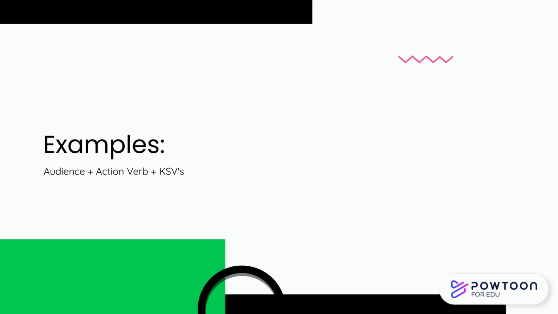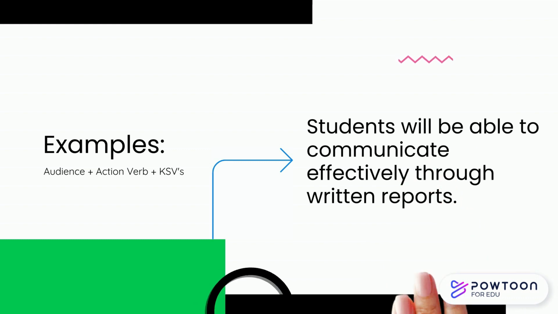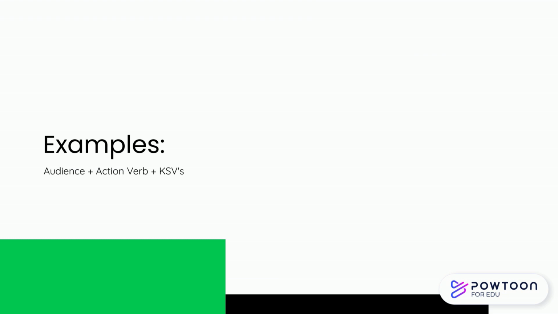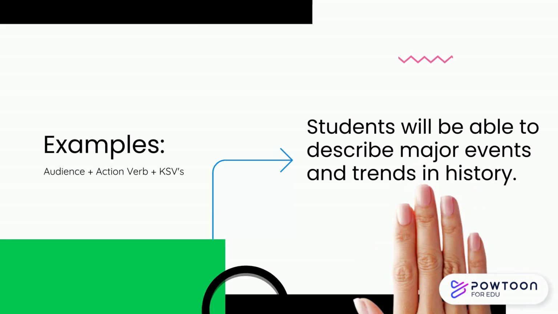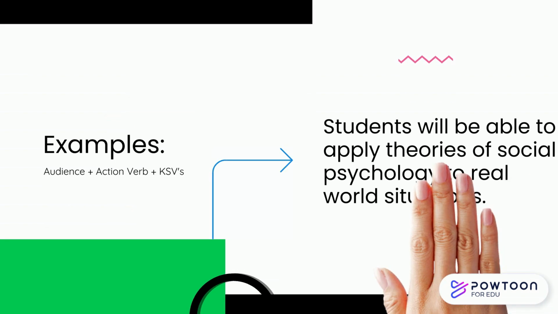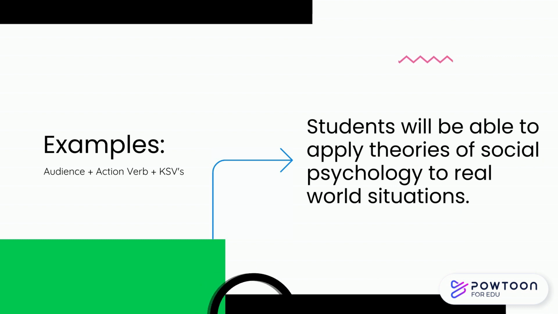Using the formula, a few examples of outcomes are: students will be able to communicate effectively through written reports. Students will be able to describe major events and trends in history. And students will be able to apply theories of social psychology to real-world situations.